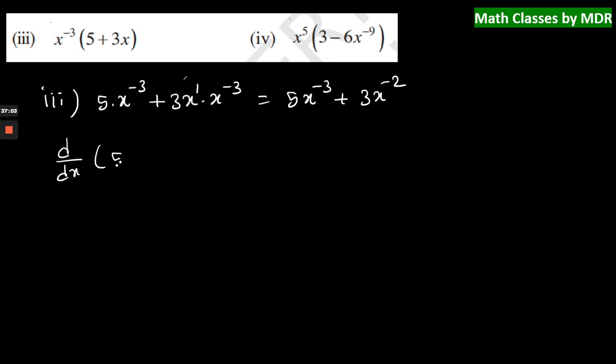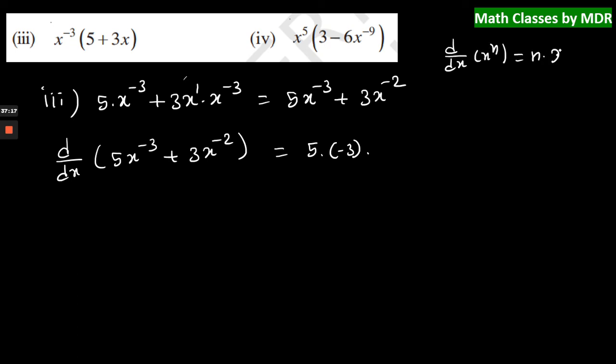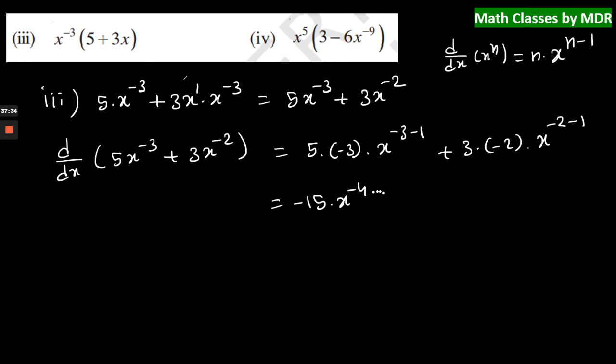D by dx of 5x power minus 3 plus 3x power minus 2, which is equal to, as usual, 5 into minus 3, n into x power n minus 1, right? D by dx of x to the power n is n into x to the power n minus 1. So n we have taken minus 3, so that x power minus 3 minus 1 plus 3 into minus 2 into x to the power minus 2 minus 1. So what do you get? Minus 15 x to the power minus 4 minus 6 x to the power minus 3 is your answer. Right? Now let's see the fourth one.